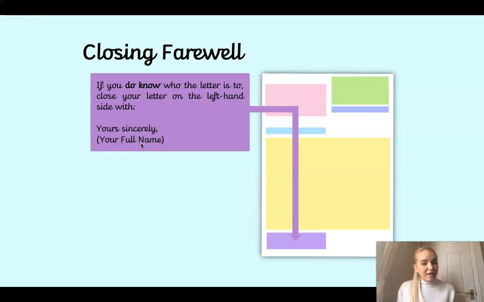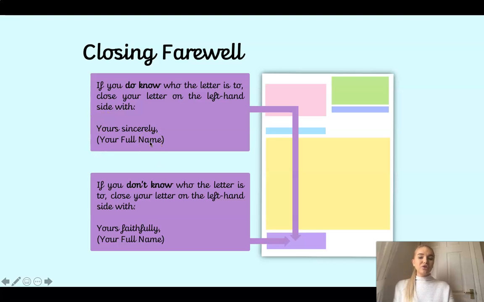If you don't know who the letter's to, again, if you've had to start it with dear sir or madam, you will close the letter always on the left-hand side, because you put their address on the left-hand side too. You address it by saying yours sincerely, and then you put your full name. If you don't know who the letter is to, close your letter again with yours faithfully. So I think I made a mistake then in what I said. If you do know who the letter is to, so you've said Dear Miss Smith, you will write yours sincerely. If you don't know who it's to, you will write yours faithfully.